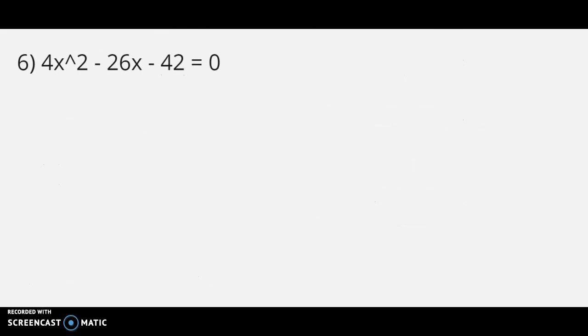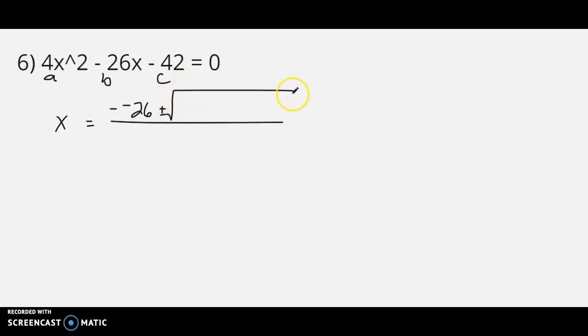Example number 6. 4x squared minus 26x minus 42. Notice the A, the B, and the C. Quadratic formula states negative B, which is negative 26, plus or minus square root of B squared. 26 squared. Well, wait a minute. Let's back up a minute.